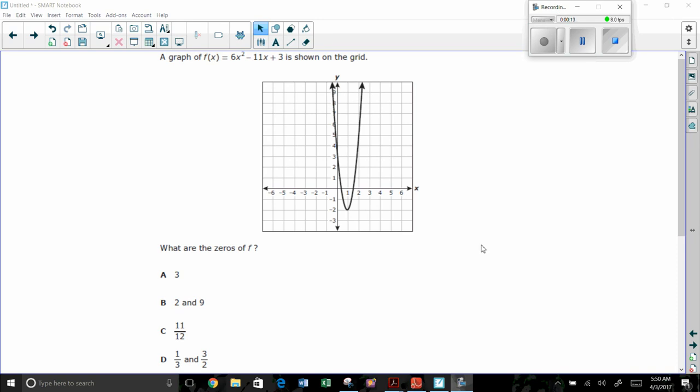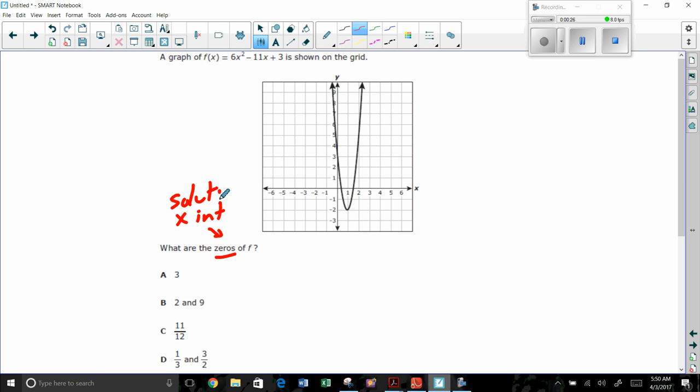What we need to keep in mind is what they mean by this word zeros. When we talk about zeros, another word for zeros would be the x-intercept, the solution, or the roots. That basically means it's wherever the graph crosses the x-axis.